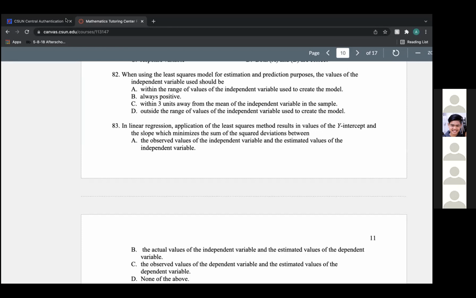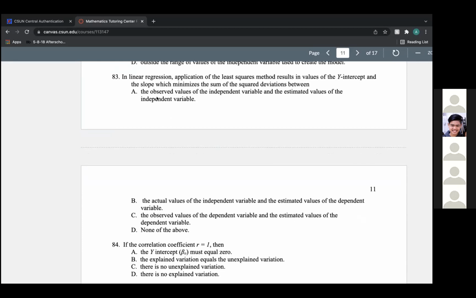83. In linear regression, application of the least squares method results in values of the y-intercept and the slope, which minimizes the sum of the square deviations between. A, B, C, or D? C. It is C. It's the observed values of the dependent variable and the estimated values of the dependent variable. It's all about the Y values, not the X values.